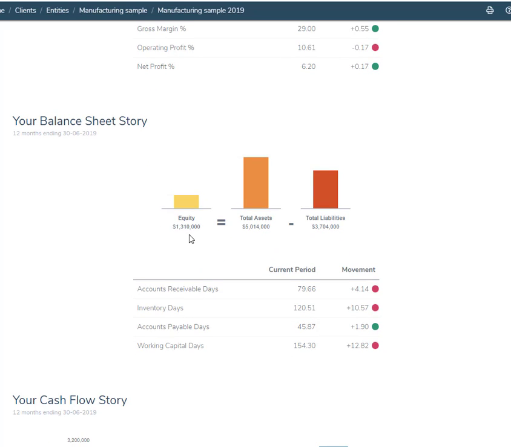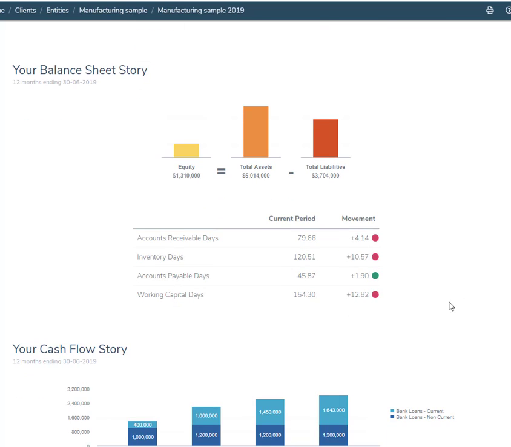Balance sheet, so this is our owner's equity. It is made up of all of our assets less our liabilities. This is an interesting one, our accounts receivable days. So when people owe us money, how quickly are they paying? Nearly 80 days.